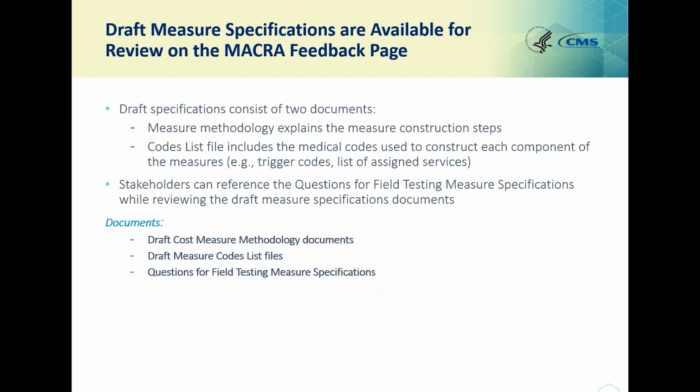In addition, we've posted draft measure specifications on the MACRA feedback page. This includes measure methodology, which explains the measure construction, and the codes list, which details the medical codes used to construct each element of the measure. These include triggers, subgroups, specialties, assigned services, risk adjusters, and exclusions. We also have a document that lists a set of questions for each measure. These questions are intended to provide a starting point for folks to review when thinking about specifications, but you can provide feedback on any aspect of the measures. Next slide, please.